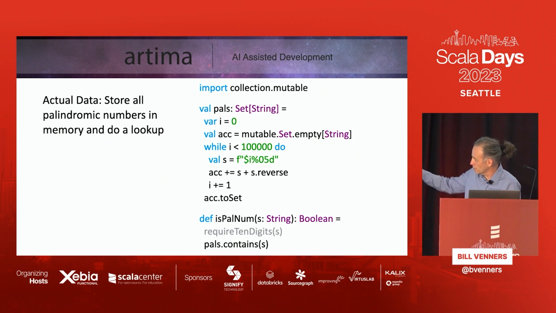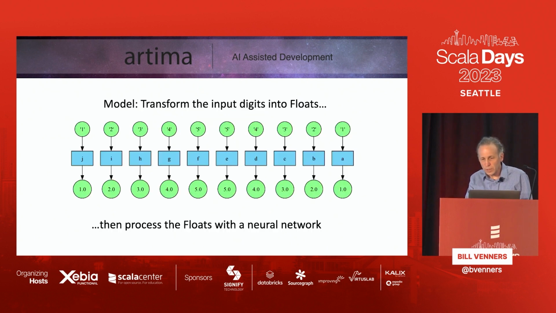And then down here at the bottom, which is probably hard to see, it just says isPalnum equals pals.contains s. I just look it up and see if it's in there. So this is another equal function, but it's a different star in our universe of algorithms. It's a different algorithm. And this is one that basically knows the data. It's like the blue dots, right?